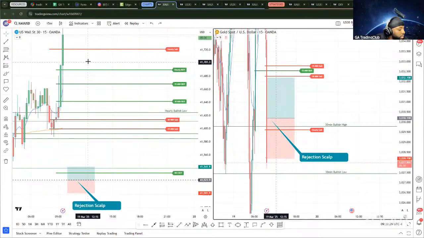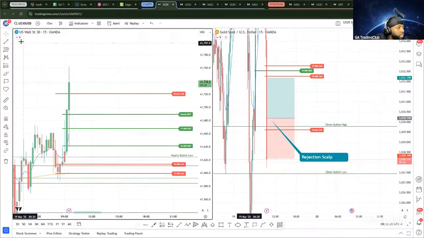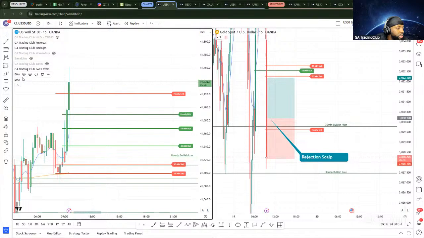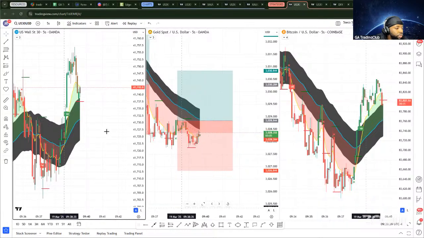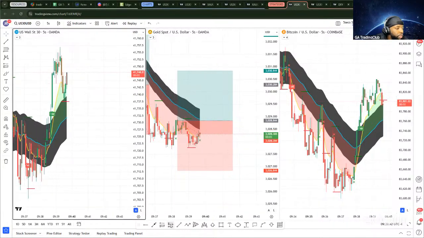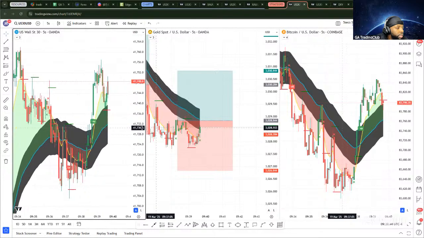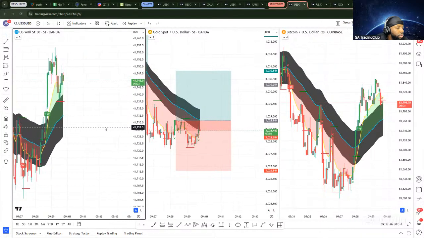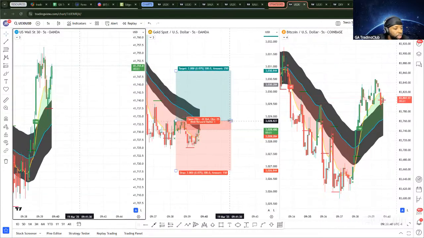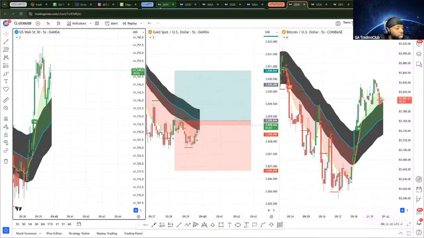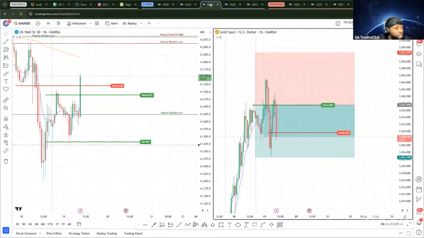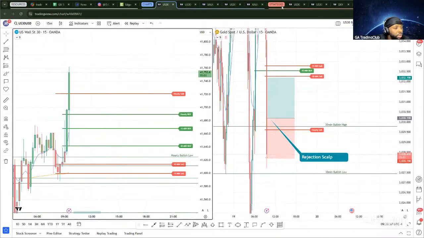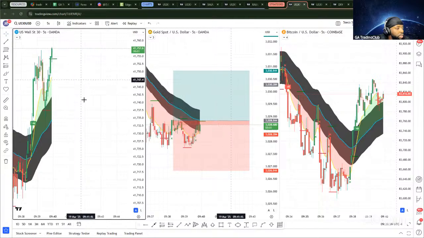If not, you can always wait for this US 31. So there's also a US 31. Today we have a couple. This US 31 right here for a sell. Let's see if it does come up. Hourly 41,720. 41,720. Okay.